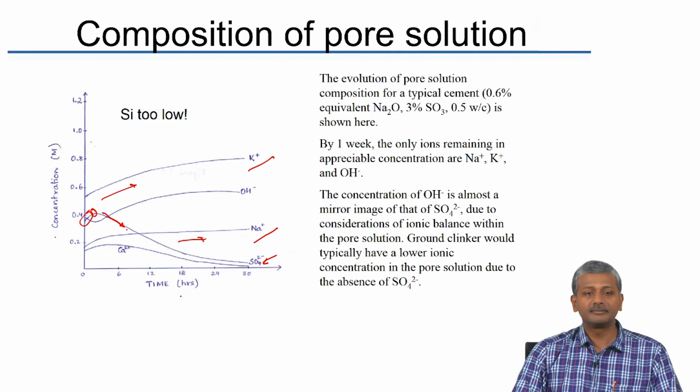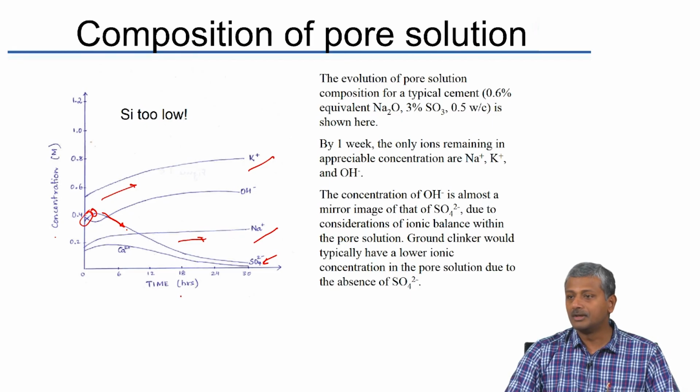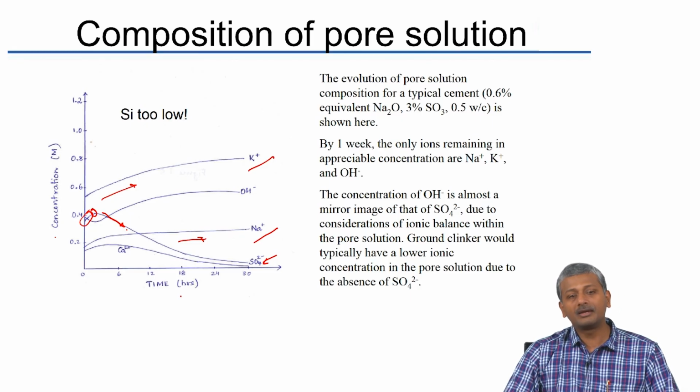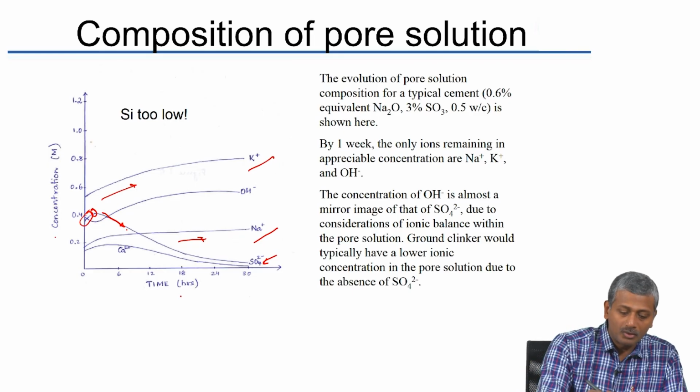Why is it going down? Because you are starting to form the calcium sulfur aluminate products, ettringite and then later monosulphate. So sulphate basically goes down. In a mature cement paste, you may not find much sulphate present in the pore solution. What about calcium?